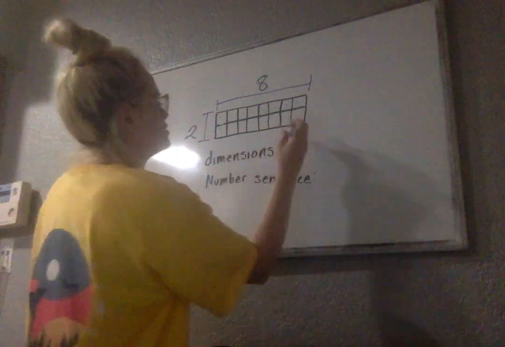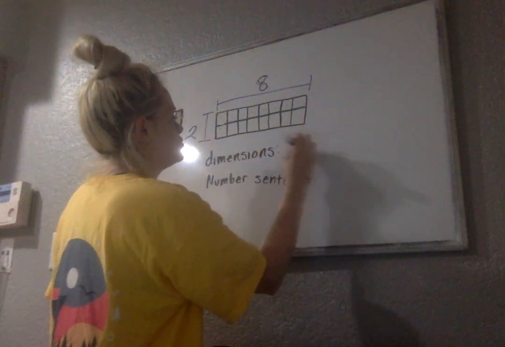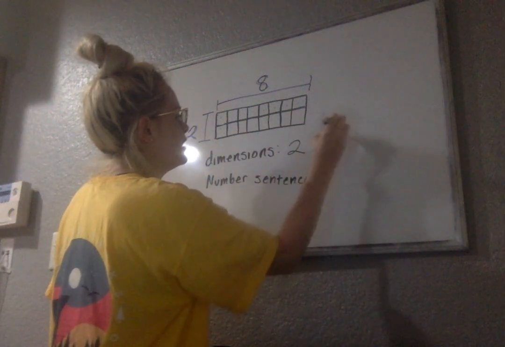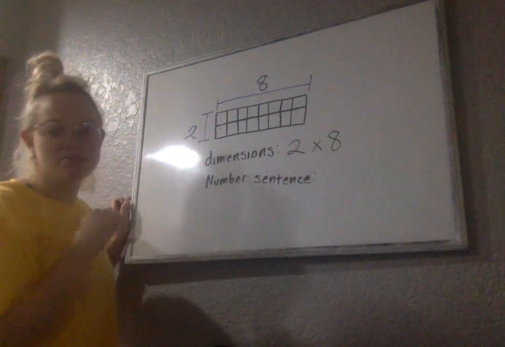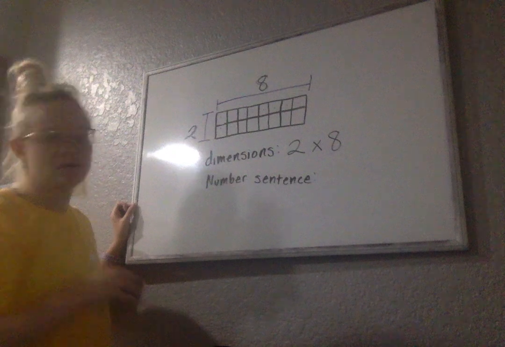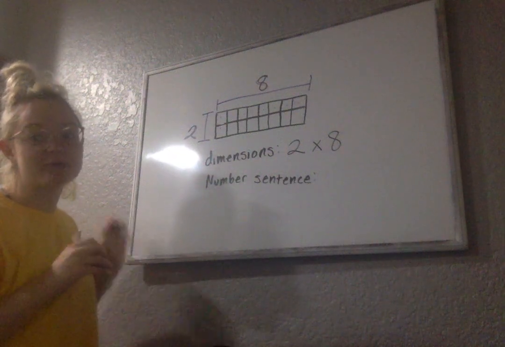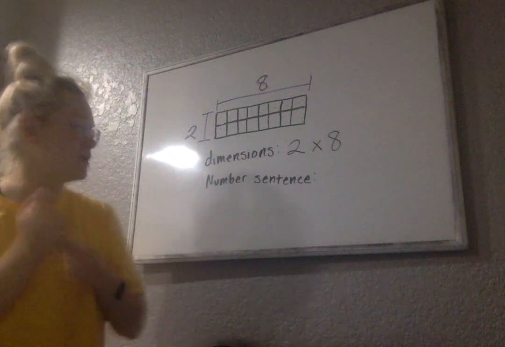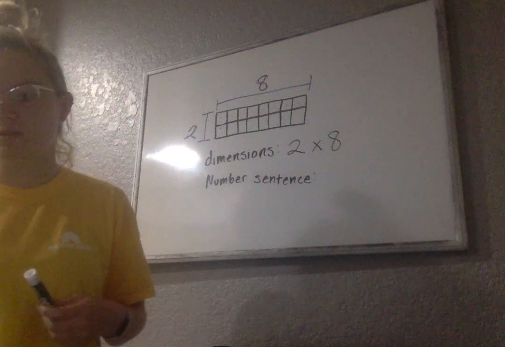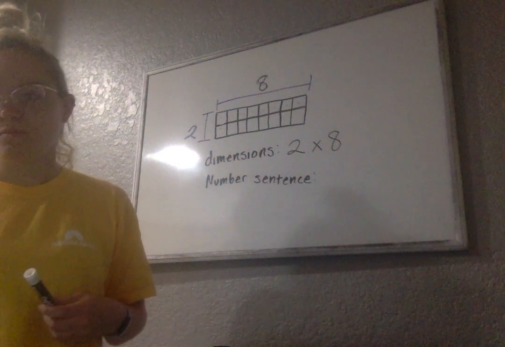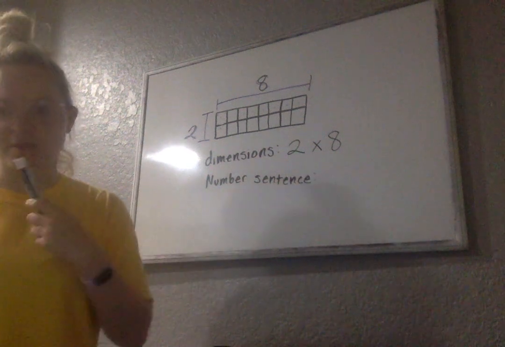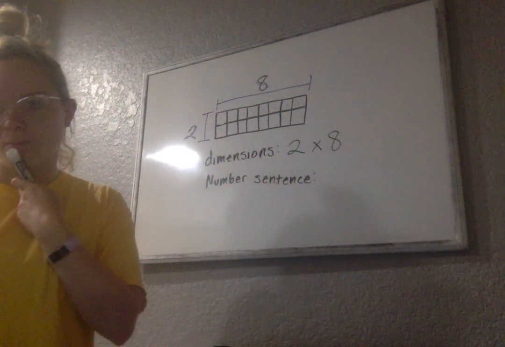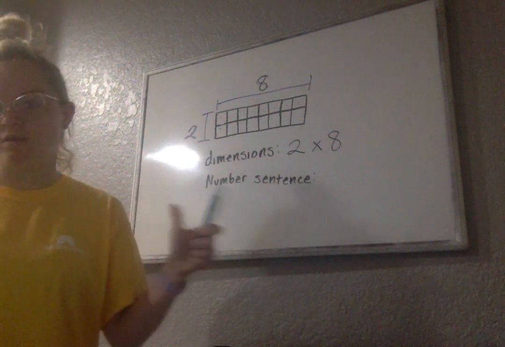So whenever we write out our dimensions, we're going to write 2 by 8. Whenever I say that x, I'm saying it's by. So 2 by 8. That's starting to look like a multiplication problem, which y'all will be seeing a lot of when you get into 3rd grade. So make sure you have 2 by 8 written down. Then give me a thumbs up if you're ready to move on.